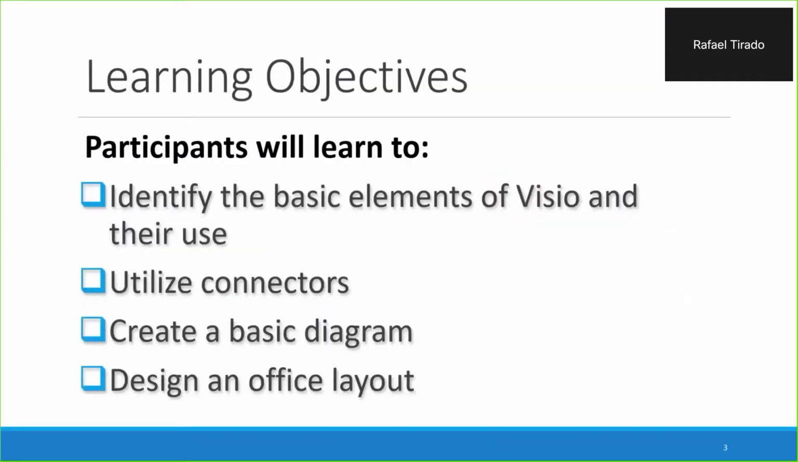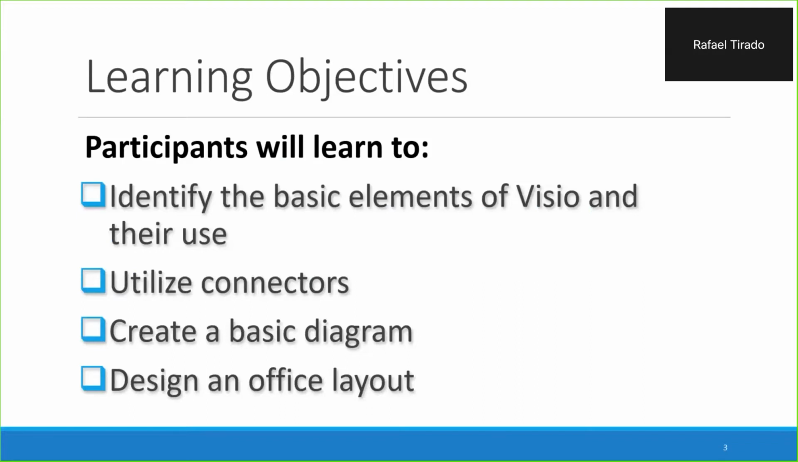Let me just give you the objective for today. Basically, you're going to learn to identify the basic elements of Visio and their use. You're going to learn to utilize connectors, create a basic diagram, and design an office layout. So about four different topics we're going to go through. The first one is going to take most of the time. I just want to start with the basic elements of Visio.